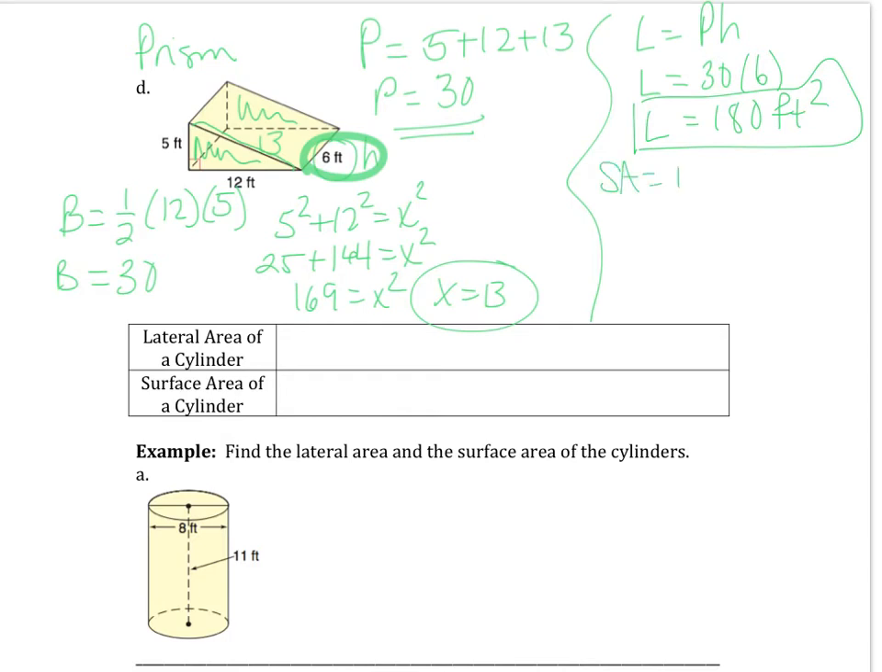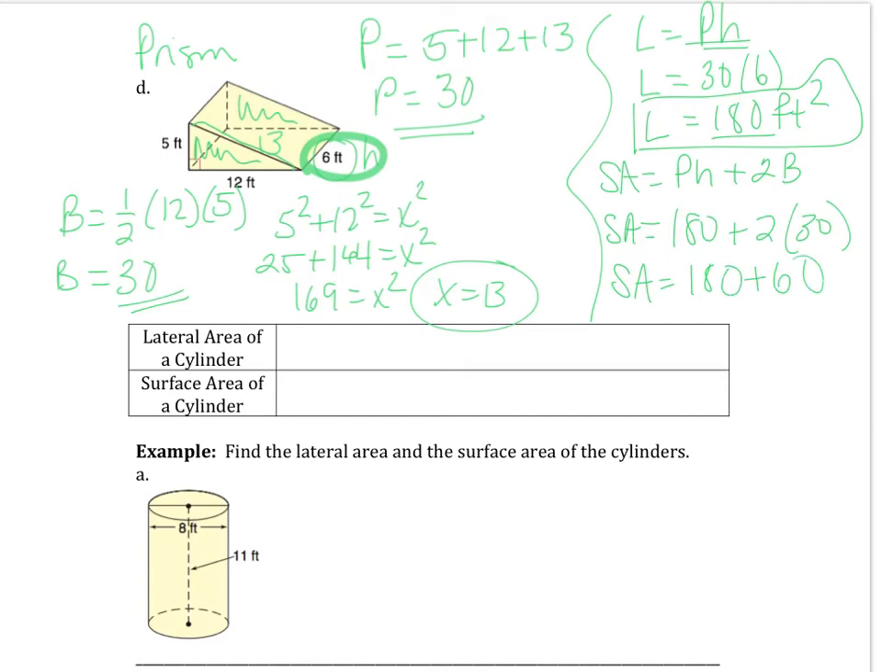Surface area formula is the perimeter times the height plus 2 times the area of the base. Again, we found all of this information already, so we're just plugging in our numbers. So surface area equals that perimeter times the height, which is that 180, plus 2 times the area of the base, which we found was 30. So surface area equals 180 plus 60. So surface area equals 240, and we're talking feet squared.